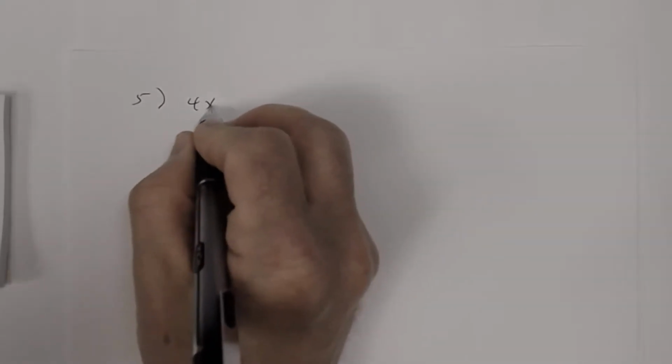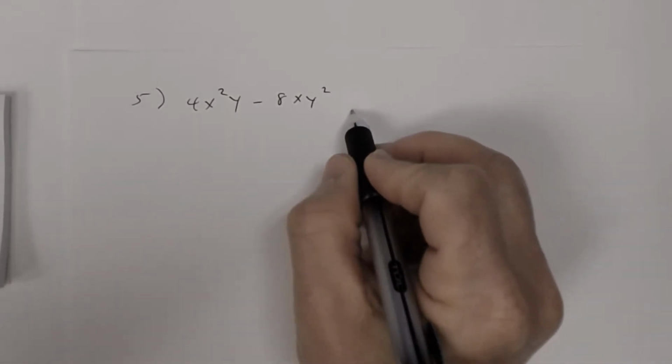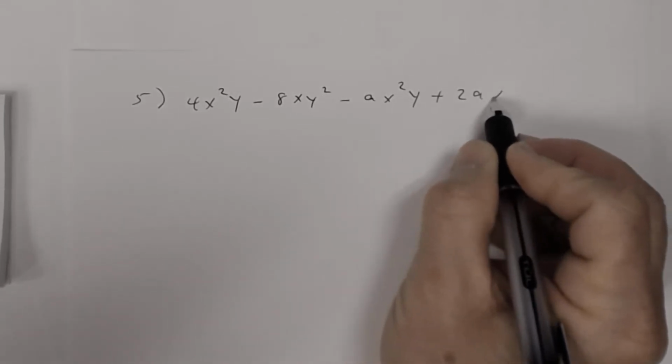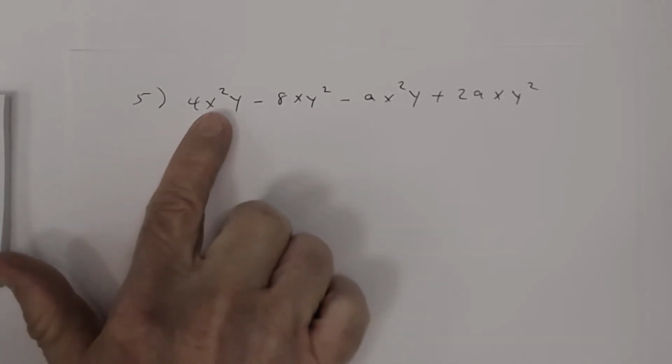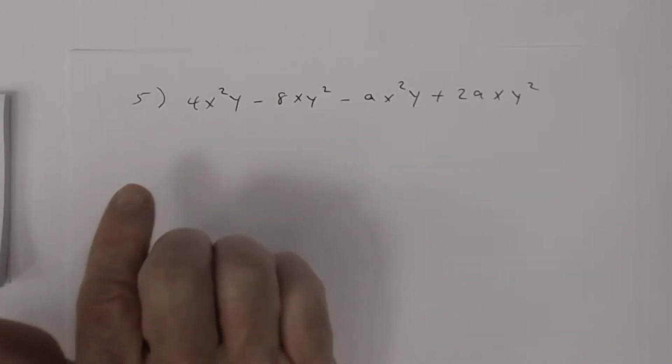Okay, let's look at number 5. So let's suppose we had this in number 5. We had 4x squared y minus 8xy squared minus ax squared y plus 2axy squared. Right, so I know that looks pretty nasty, right? Well, it's not that bad. So how many terms do you have here? You have 4 terms: 1, 2, 3, 4. And so since I have 4 terms, I want to try factoring by grouping.